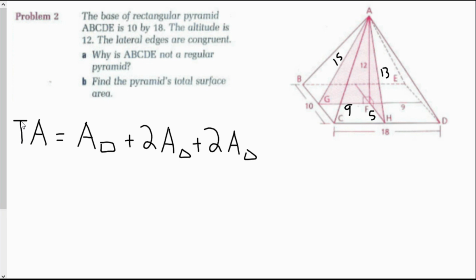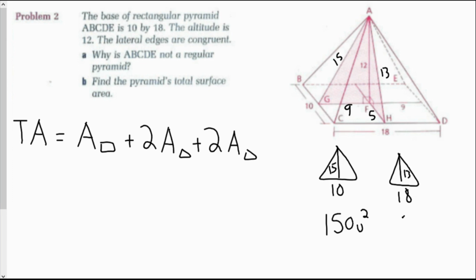So my two triangles will have bases of 10 and heights of 15, and the other triangle will have a height of 13 and a base of 18. So the area of my two triangles would be 150 units squared and 234 units squared.